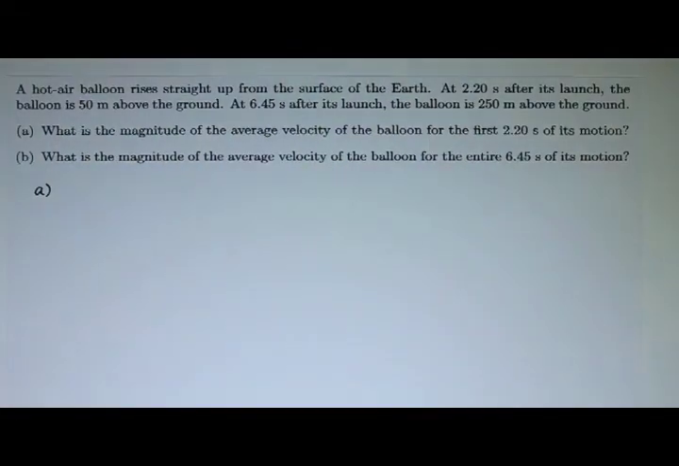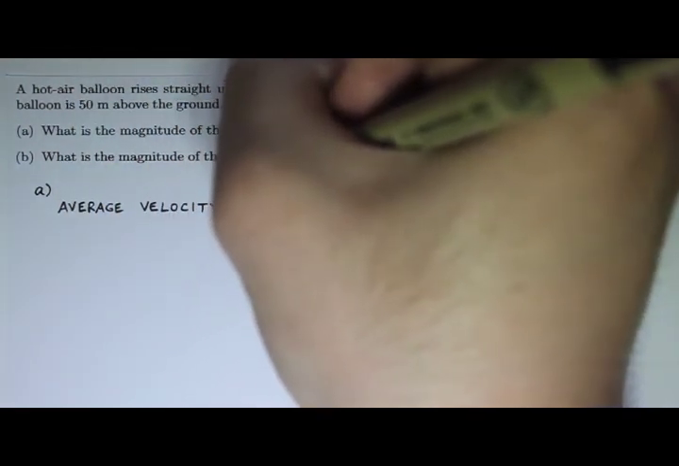Okay, I'm going to solve part A of this hot air balloon problem. So we have a hot air balloon rising straight up from the surface of the Earth. And so part A asks us to find the magnitude of the average velocity. So average velocity, let's just write down a formula for that. So we know if they're asking about average velocity, you're going to need the formula for average velocity.